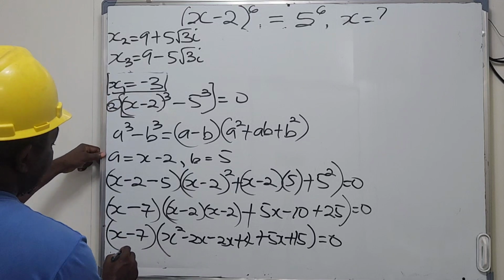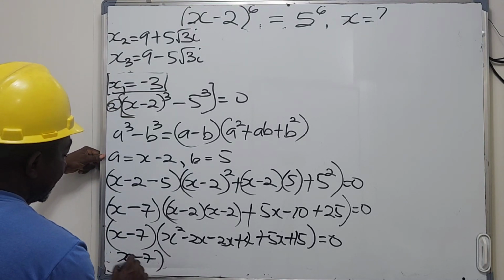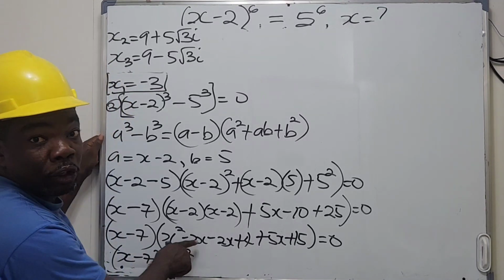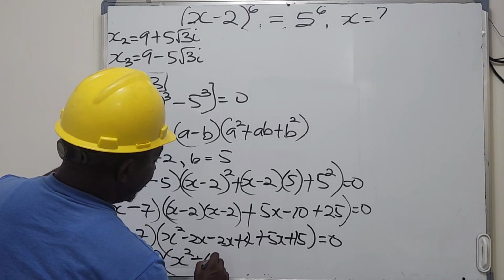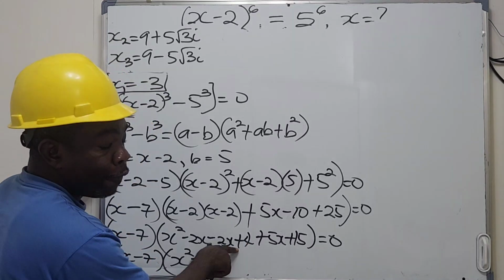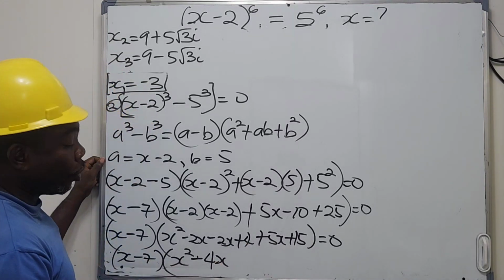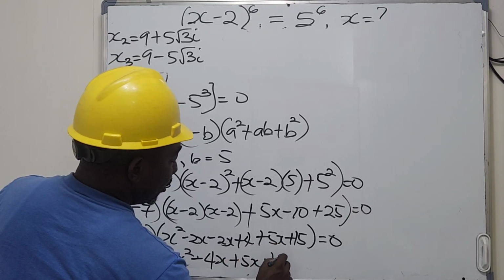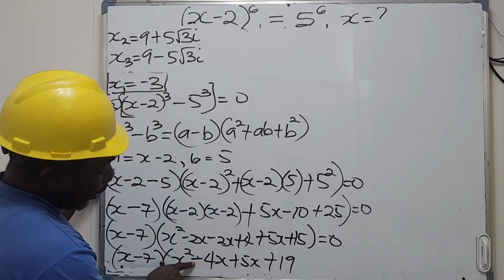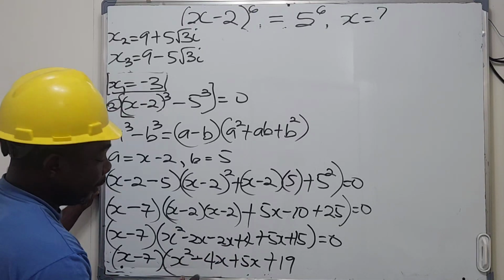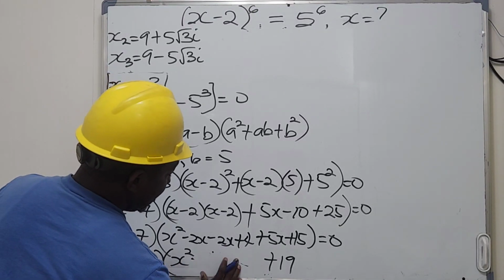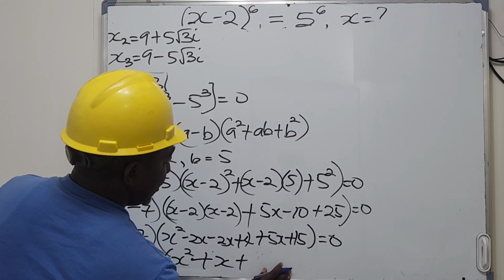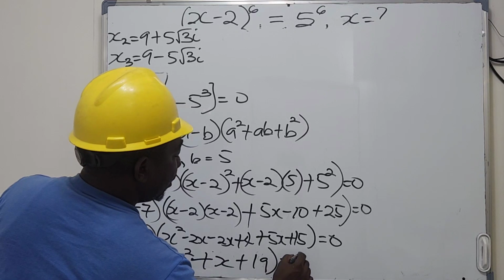From here, we can see that we have x minus 7 all into x to the power of 2. So in this case, minus 2x minus 2x will give us minus 4x. So we have here 4 plus 15 becomes 19. So this place will bring down plus 5x plus 19. So here, minus 4x plus 5x will give us x. So this will become plus x plus 19. So we bring down this 19, all equals to 0.